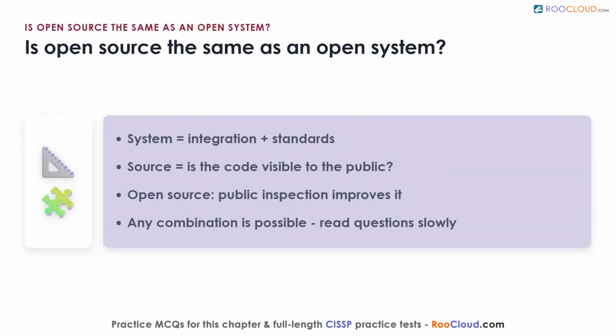Is open source the same as an open system? No, and mixing them up will cost you exam points. Open versus closed system is about integration and standards. Open versus closed source is about whether the internal code is visible to the public.